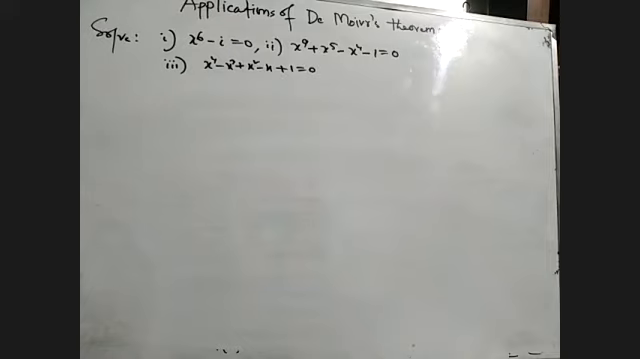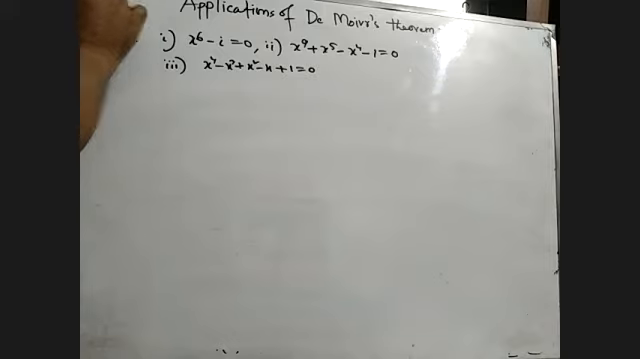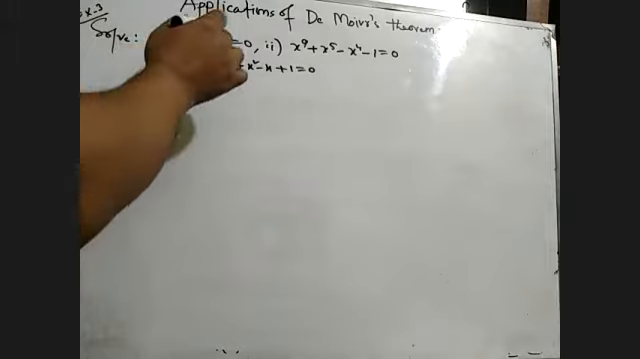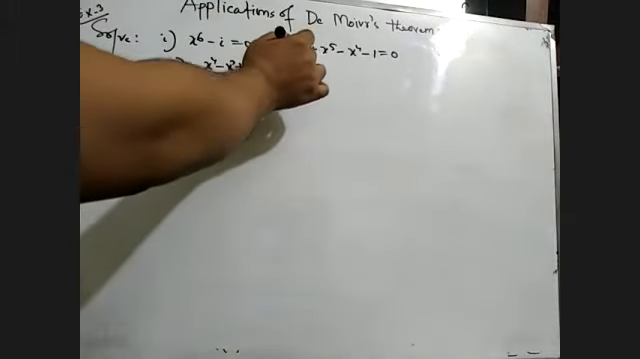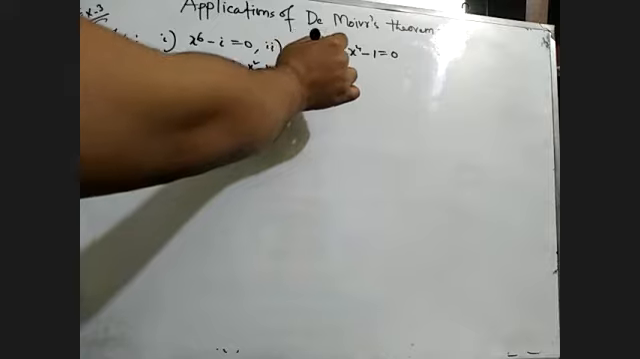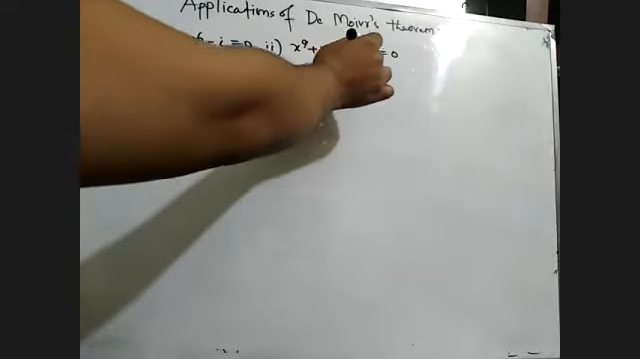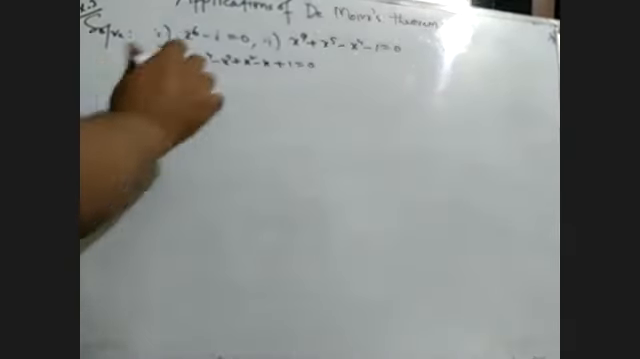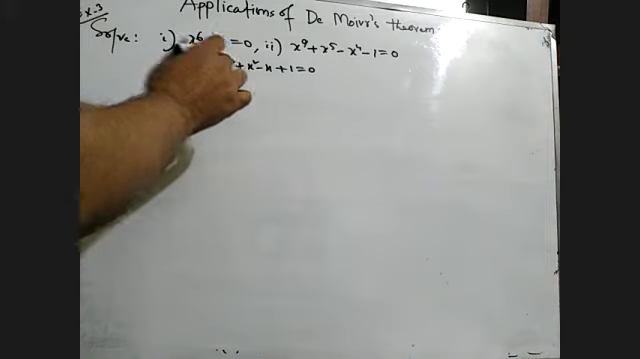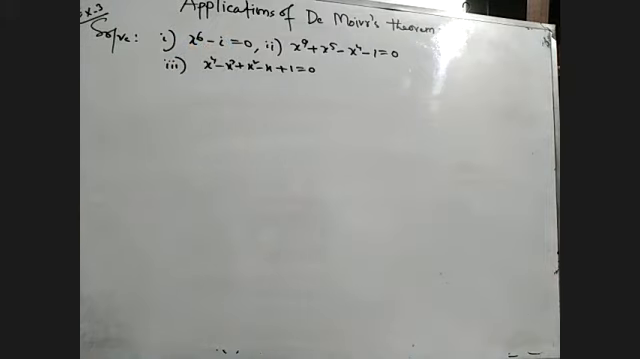Now another example, this is example 3. How to solve the equation by applying de Moivre's theorem. Number 1, x to the power 6 minus i equals 0. Number 2, x to the power 9 plus x to the power 5 minus x to the power 4 minus 1 equals 0. And number 3, x to the power 4 minus x cube plus x square minus x plus 1 equals 0.